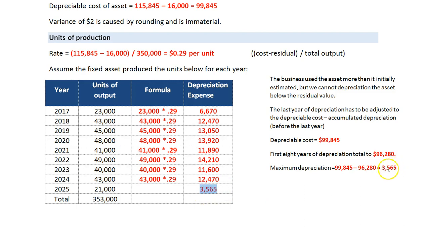So 3,565, that's the difference. That will make the amount of depreciation that we record 99,845, which is the depreciable cost. So we've depreciated all of it effectively. We had to kind of plug in this last number to make that statement true.